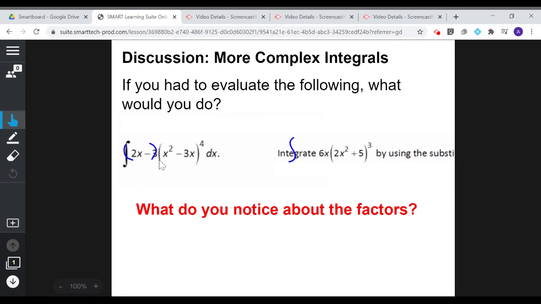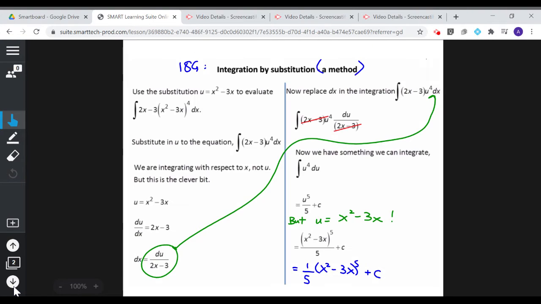But I hope you would notice that this factor here, 2x minus 3, is the derivative of what's in the brackets here. They actually gave you a substitution to use, but it's something similar. What I really want you to notice here is that this is the derivative of this part inside the brackets. So that means that we can use that, okay?